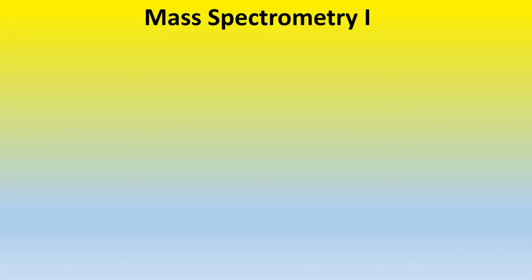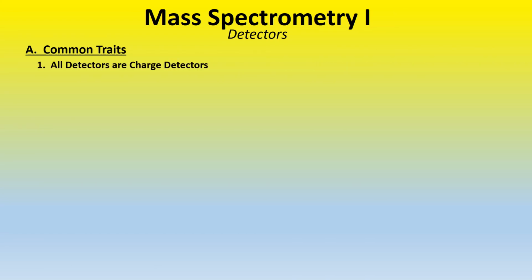So we've ionized the gas. We've discriminated those ions, and now we have to detect them. All detectors have several common traits. First of all, they actually detect charge. More specifically, they detect the magnitude of the charge, Z, 1, 2, 3, whatever. And they also record the time of impact of that charge.